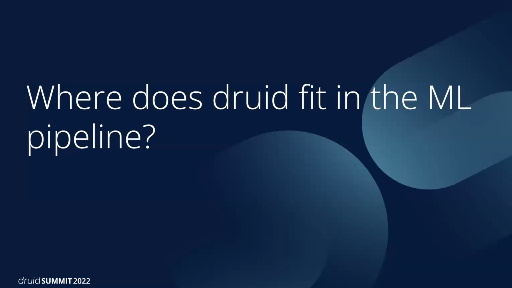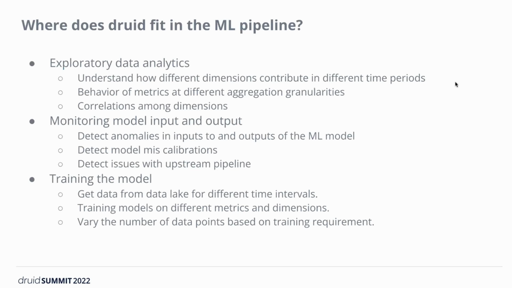So where does Druid fit into the broader machine learning pipeline? There are three areas that Druid really fits into the machine learning pipeline. The first is exploratory data analytics. Exploratory data analytics refers to understanding your data in multiple different ways to figure out what attributes of your data, what columns you want to use for training a model, figure out whether there are highly correlated attributes.